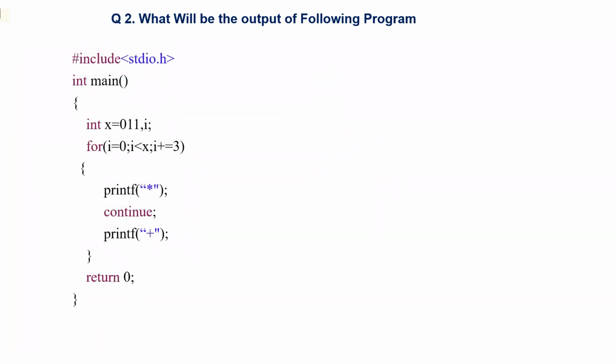So let's have a look at our next question where you have to tell the output of this program, and these are the options from where you have to select one correct answer. Actually this is a very simple program, so I suggest you guess the output of this program yourself first and then have a look at my explanation. So let us see what output this program will generate.